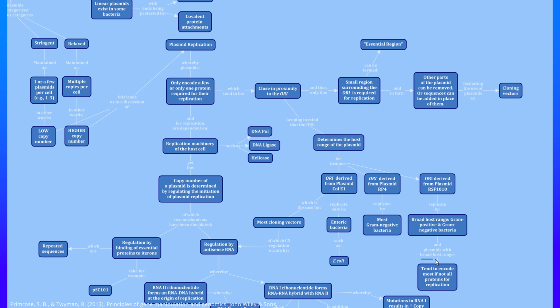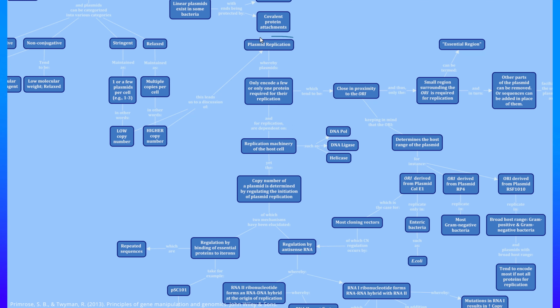And plasmids with broad host range, you should recognize, tend to encode most, if not all, of the proteins for replication. So I told you in reference to plasmid replication that plasmids only encode a few, or only one, protein required for their replication. And for replication, they are dependent on the replication machinery of the host cell, such as the DNA polymerase of the host cell, DNA ligase of the host cell, and helicase of the host cell.